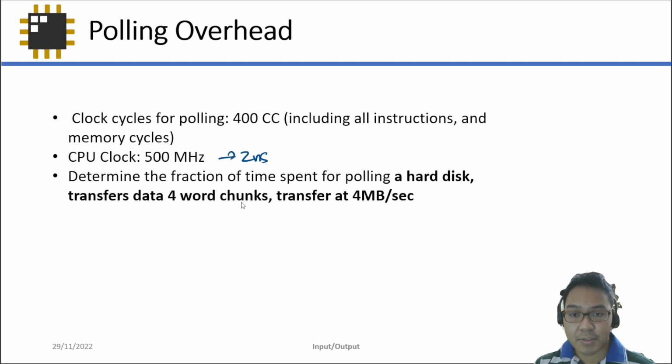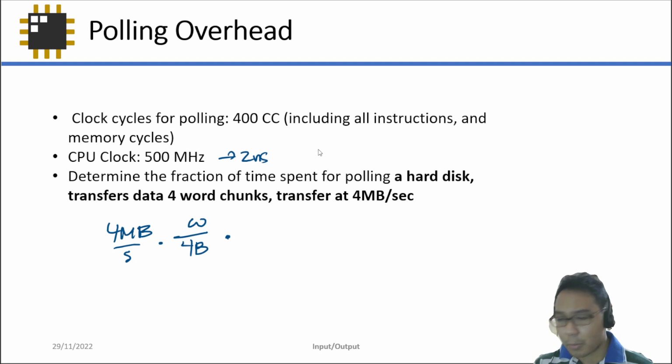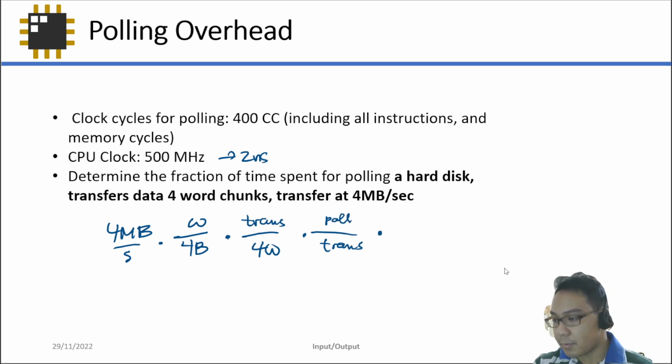By analyzing how many transfers per second we do, we get the number of polls that we do per second as well. So let's say 4 megabytes per second divided by 4 bytes per word, we get the number of words per second, divided by how many words we transfer every transfer. That is 4 words per transfer. A transfer is a single poll, and from here we get the number of polls per second, which is around say 250 thousand.